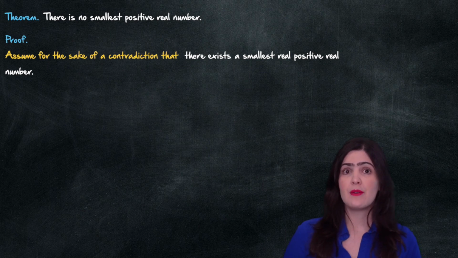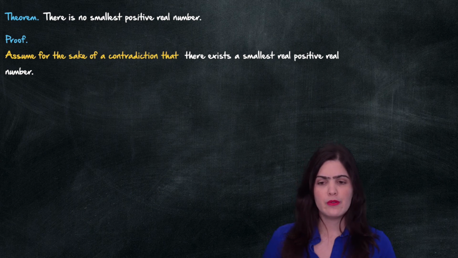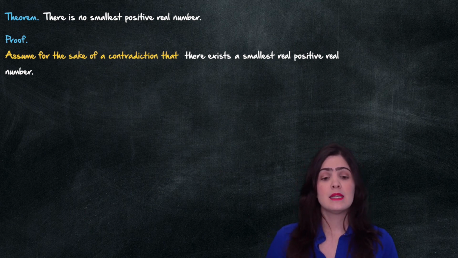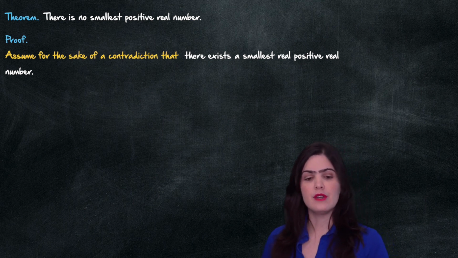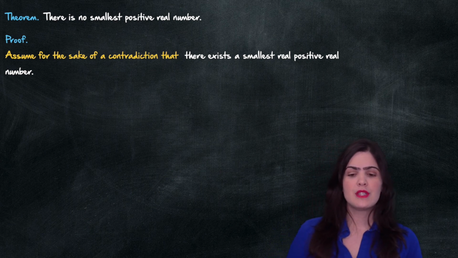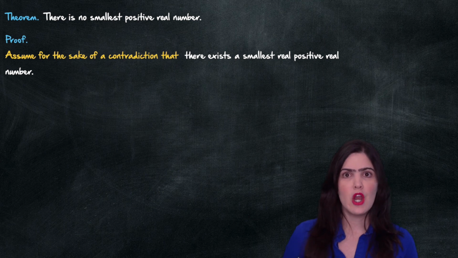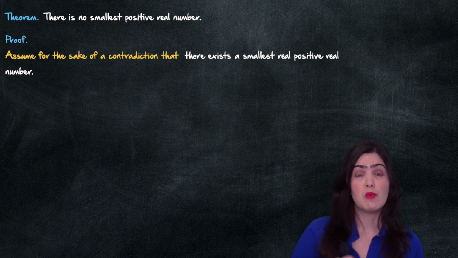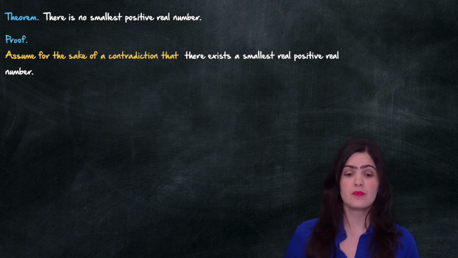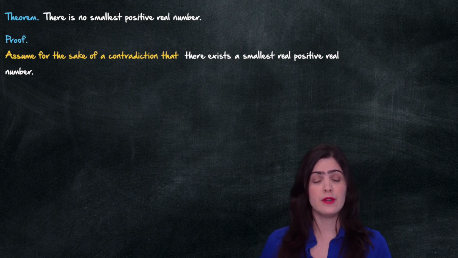Here we're going to show that there is no smallest positive real number. And in the proof, the first thing that we say is: assume for the sake of contradiction that there exists a smallest positive real number. And here, when we say assume for the sake of contradiction, we're letting the reader know that this is the proof method that I am using. I'm using a proof by contradiction. Okay, so now we're assuming that there exists a smallest positive real number.